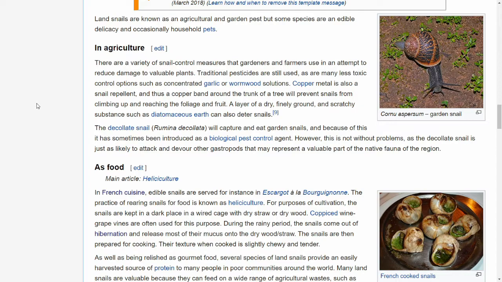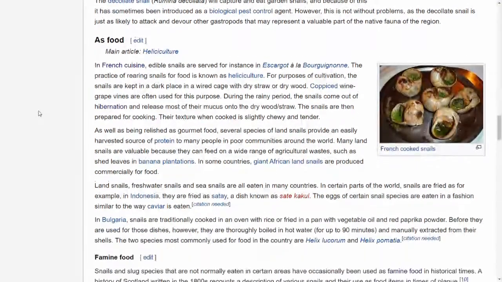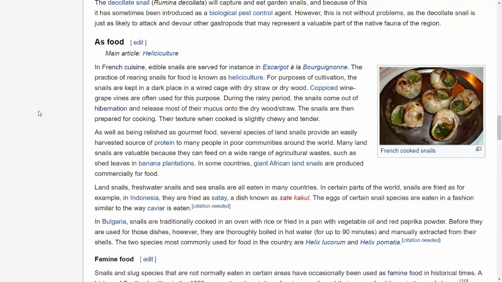Cool. So it's just like, here, introduce this invasive sort of predator, and then, oh, whoops, they accidentally ate too much, and now your farmland's messed up. Okay, as food, I'm interested in this portion.